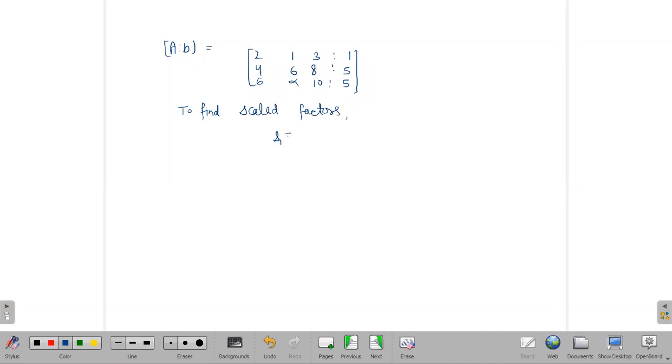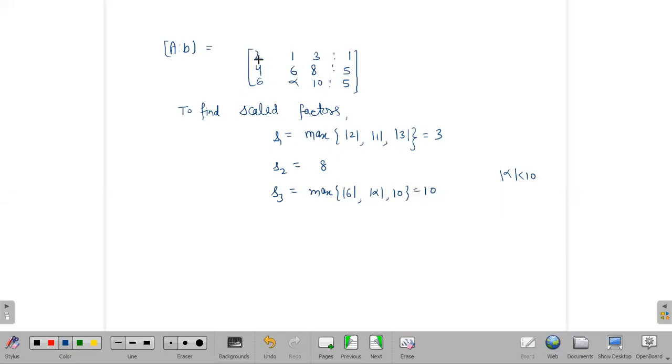So we take S1, which is the maximum of 2, 1, and 3 only. So it is 3. And similarly, S2 will be 8 and S3 will be... now what will be your S3? Can anybody tell me? 10, because alpha is strictly less than 10. It is given to you. So it means any number which is less than 10. So you take the maximum of 6, alpha, and 10. So its maximum value is 10 only.